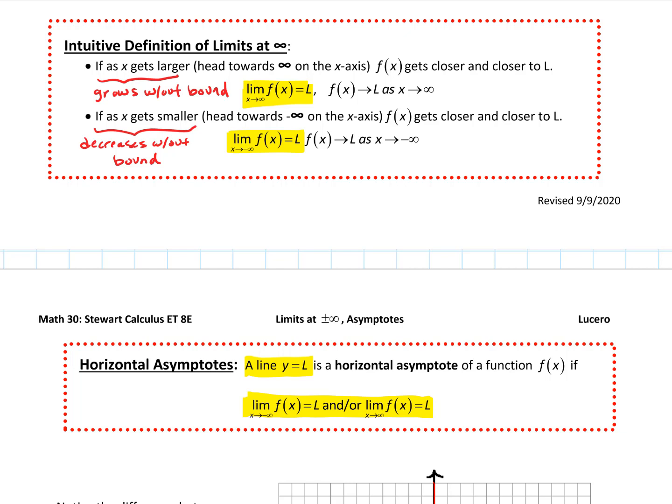Okay, so take a minute and write those intuitive definitions down. We are going to work with the intuitive definitions. At the end of this section, I will give you the precise definitions for these infinite limits, these limits at infinity, but we are not actually going to be doing proofs with these. We'll just talk about what those precise definitions mean.